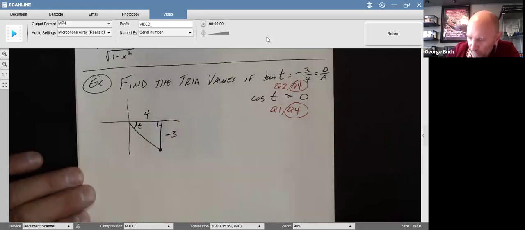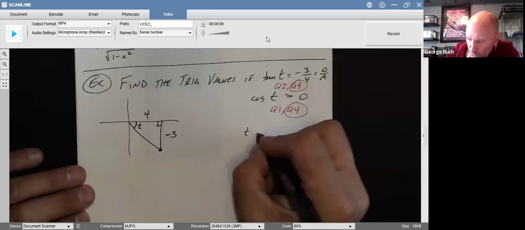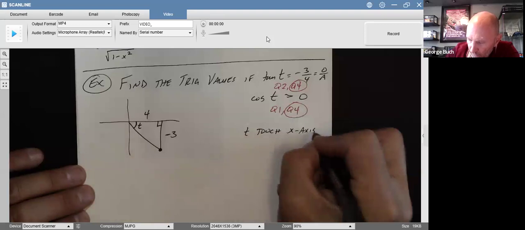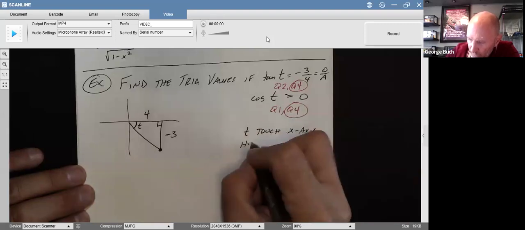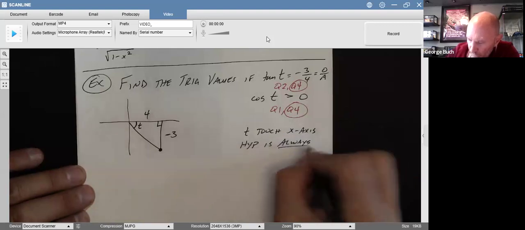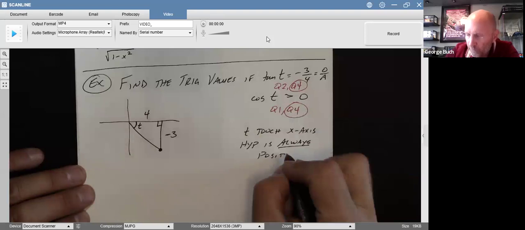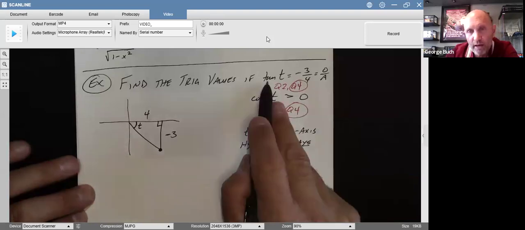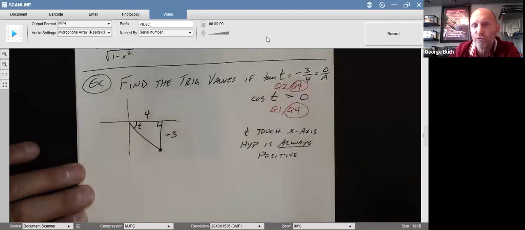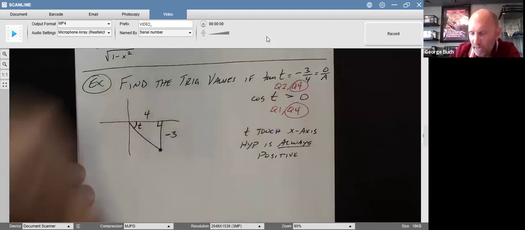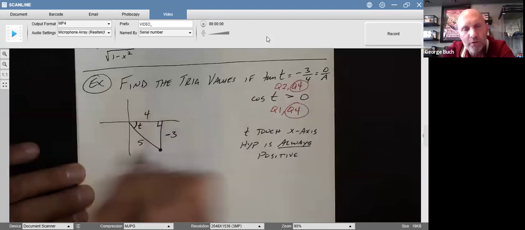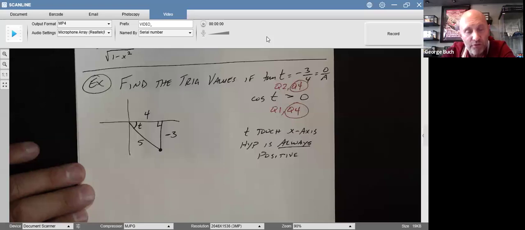Two things about this. T should touch the x-axis. And the other thing is that our hypotenuse is always positive. So if this had been sine or cosine and I had a negative there, then I know the negative has to go with the side of the triangle because the hypotenuse is always positive. So this again is one of our famous 3, 4, 5 triangles. The hypotenuse in this case is a 5.